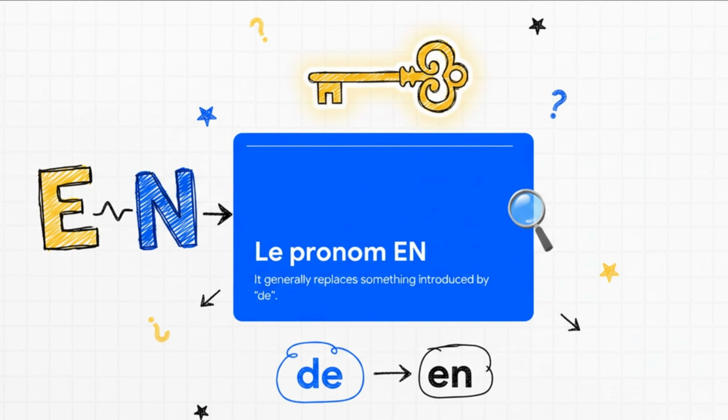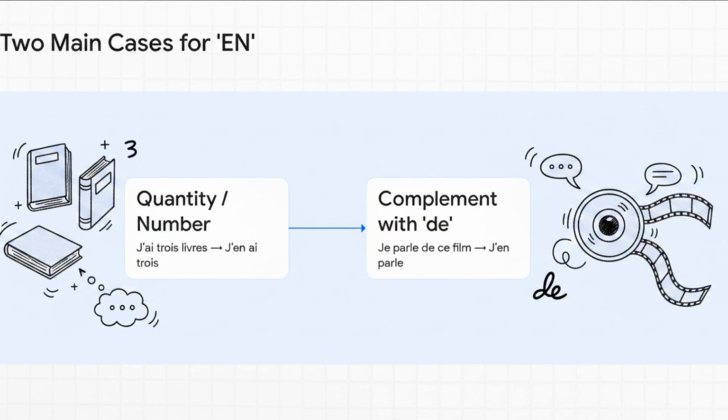Okay, if you remember one thing from this whole explainer, let it be this. This is the golden rule for en. Ready? It almost always replaces something that follows the little word de. That's it. If you can burn that connection into your brain, en goes with de, you've honestly won half the battle already. So let's see that de rule in action.